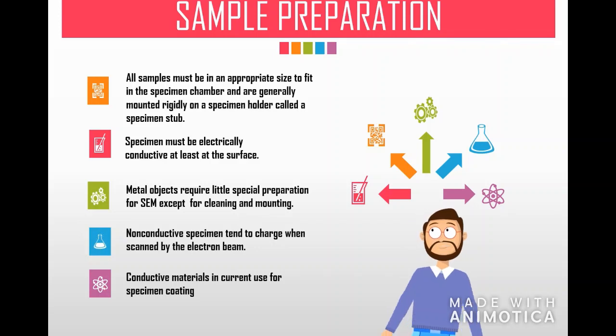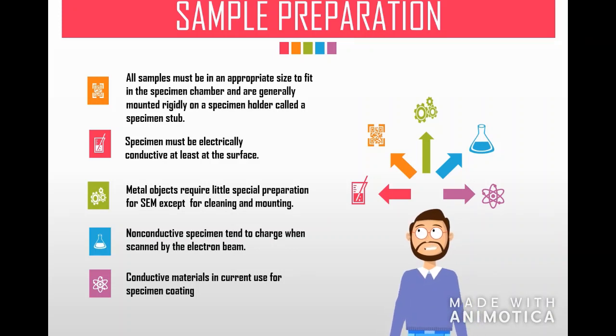Non-conductive specimens tend to charge when scanned by the electron beam, especially in secondary electron imaging mode. This causes scanning faults and other image artifacts. They are therefore usually coated with an ultra-thin coating of electrically conducting material, deposited on the sample either by low vacuum sputter coating or by high vacuum evaporation. Conductive materials in current use for specimen coating include gold, palladium alloy, platinum, osmium, iridium, tungsten, chromium, and graphite.